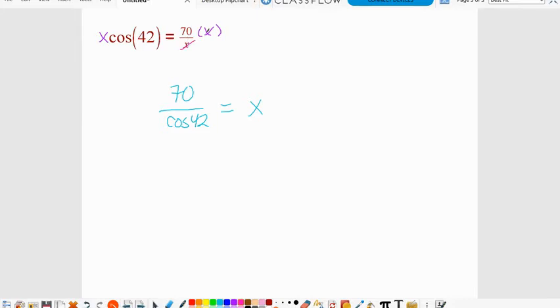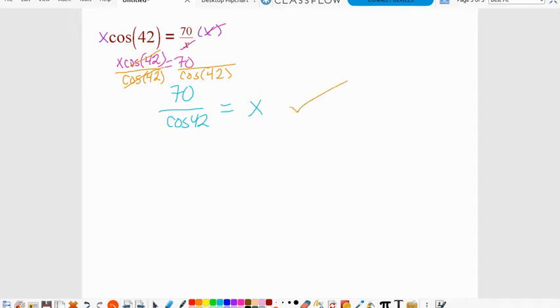Then the x over x cancels, and that leaves us 70 on the right side equals x cosine 42 on the left side. Now we want the x by itself, and right now it's multiplied by cosine 42. So how do we get rid of the cosine 42? Division undoes multiplication. So we're going to divide both sides by cosine 42. Cosine 42 over cosine 42 cancels. That gives us x equals 70 over cosine 42, which is the same thing we got here.